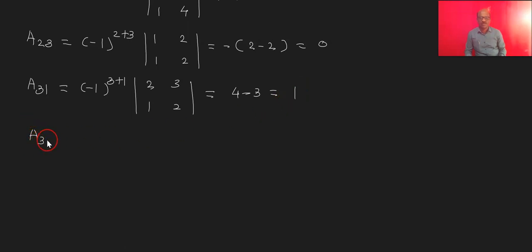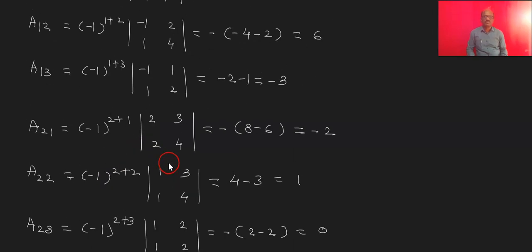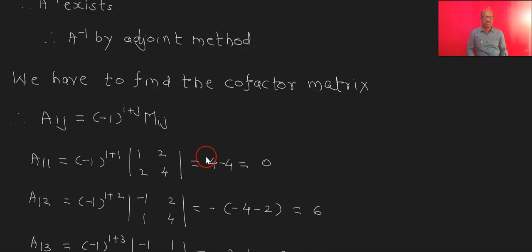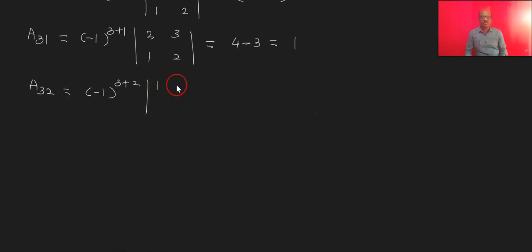Next is A32. Minus 1 raised to 3 plus 2. Delete the corresponding element in this column and row. Then you will get 1, 3, minus 1, 2. Now solve this. Overall, it is minus 2 plus 3. Therefore, you will get minus 5.